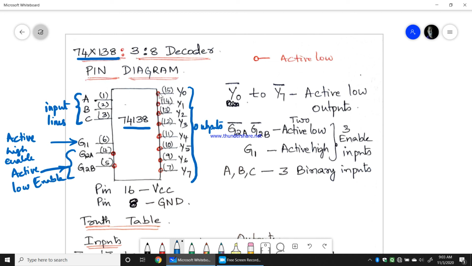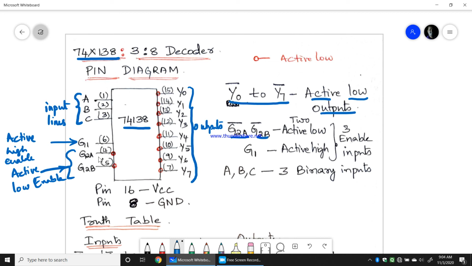Now this bubble that you can see here says that the output lines are active low. Okay, output lines are active low. That is, Y0 bar to Y7 bar are active low outputs. Whereas G2A bar, see this, G2A and G2B also have bubbles here. Therefore G2A bar and G2B bar are two active low enable inputs, whereas G1 is without a bubble. Therefore G1 is an active high enable pin.